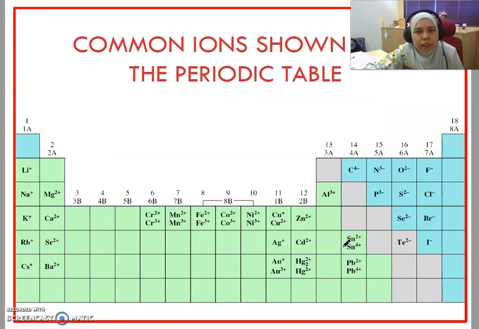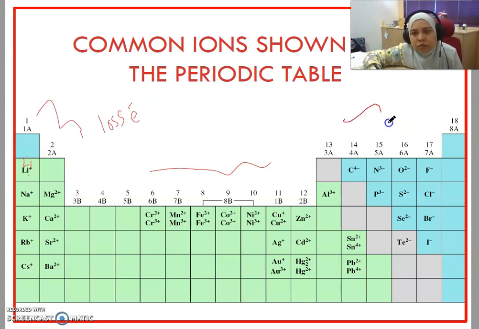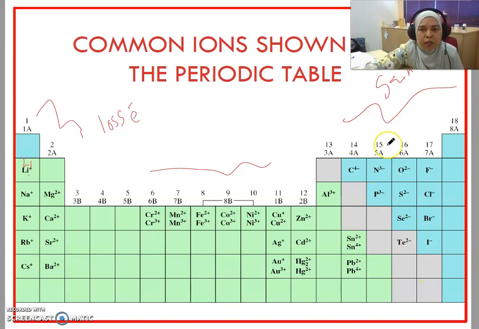Alright. So this is the common ion shown in the periodic table. Ini bila dia dalam keadaan neutral, dia Li saja. Tapi bila dia lost elektron, dia akan jadi Li positif. Belah sini dia tendency yang bercharge positif ya. Maksud dia, yang ni dia tendency untuk lost elektron. Belah sini dia gain elektron. So dia akan bercharge lebih negatif.